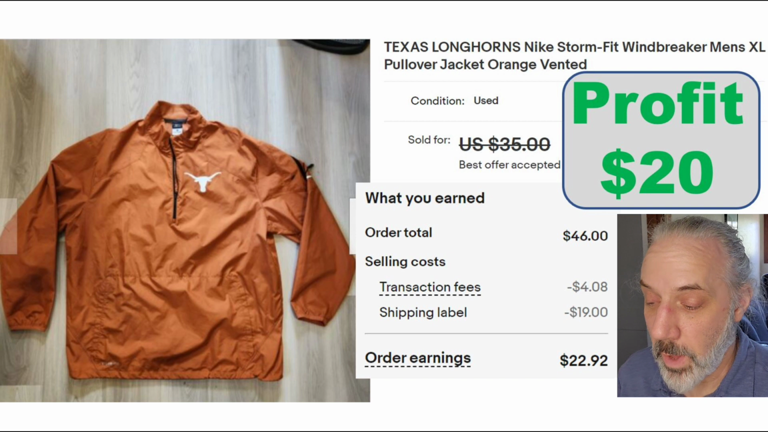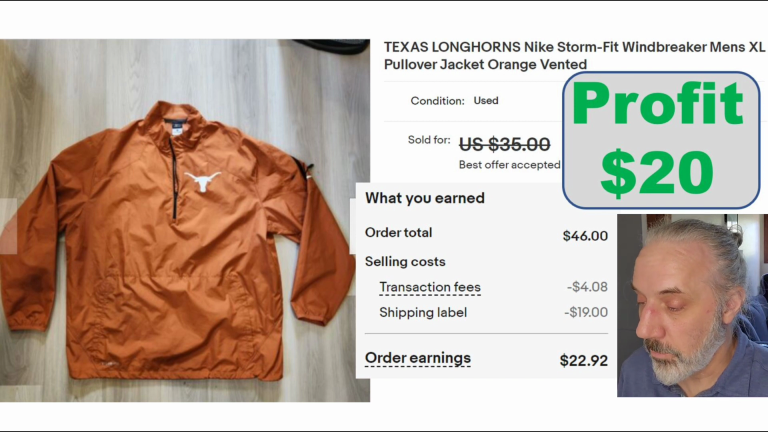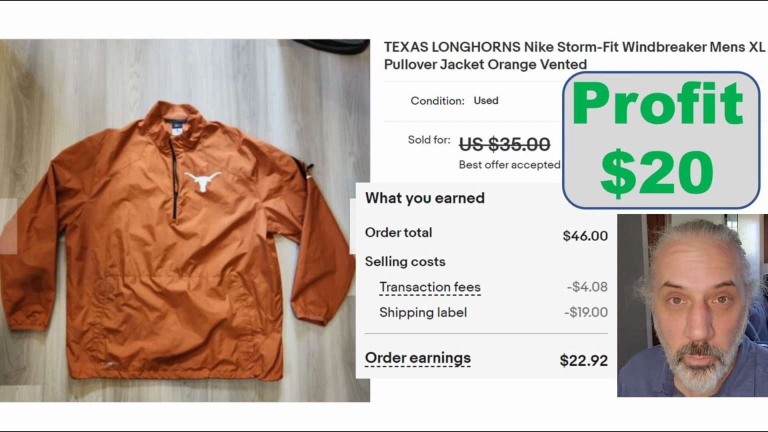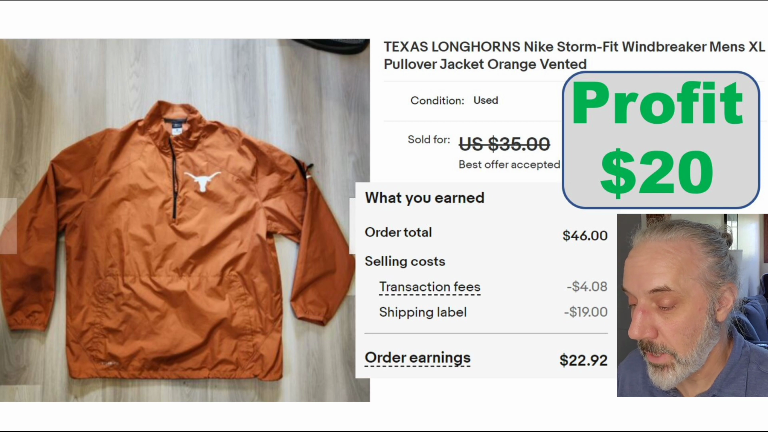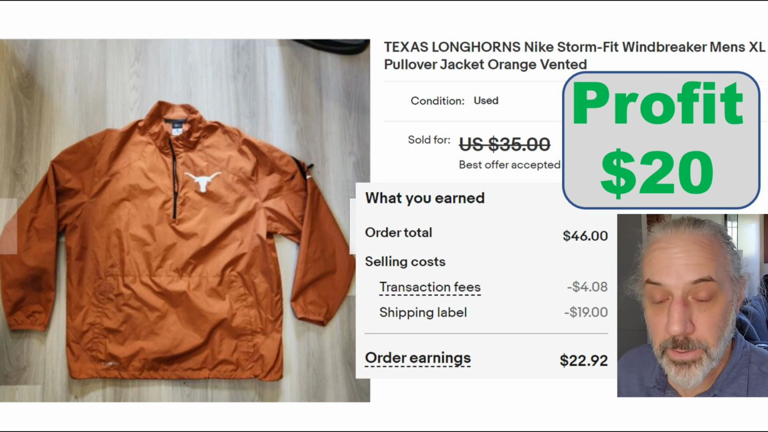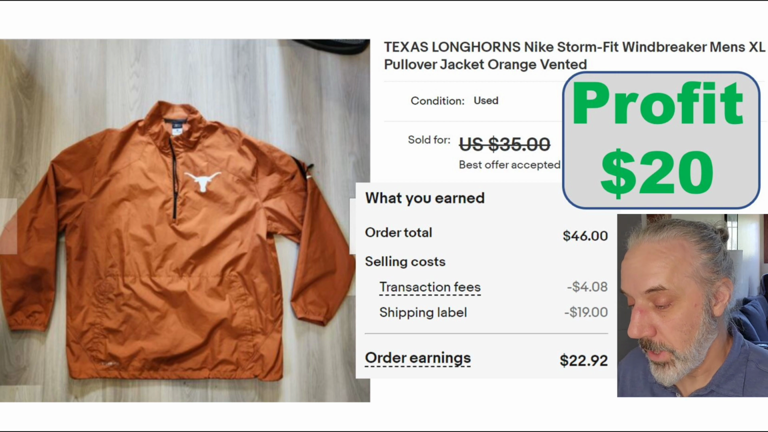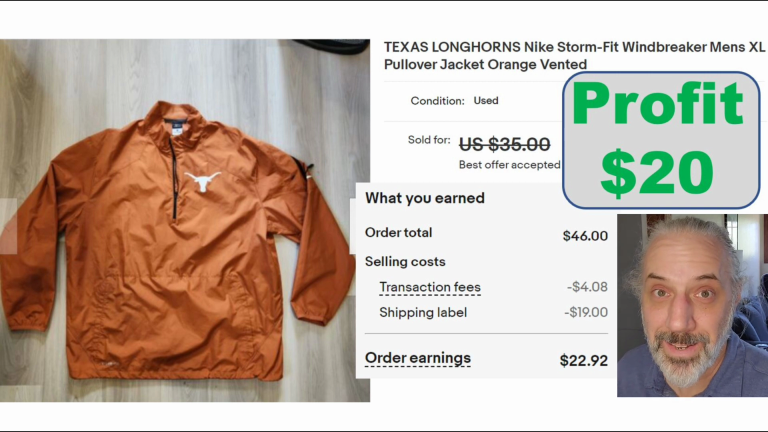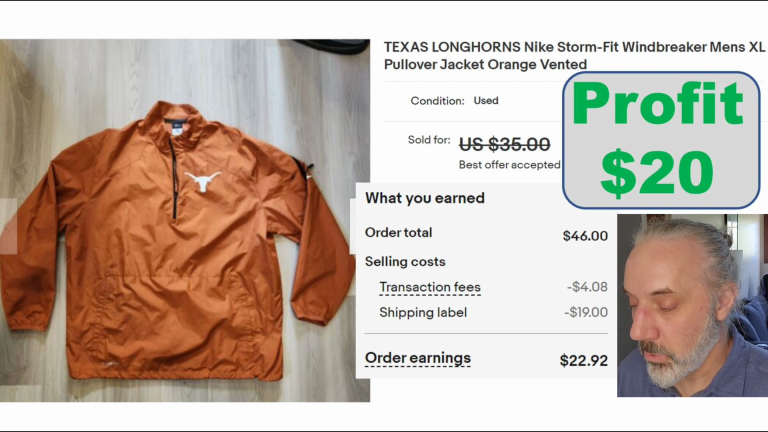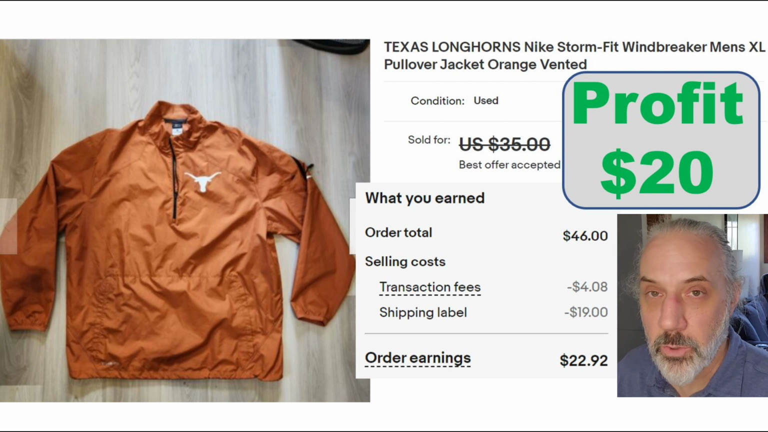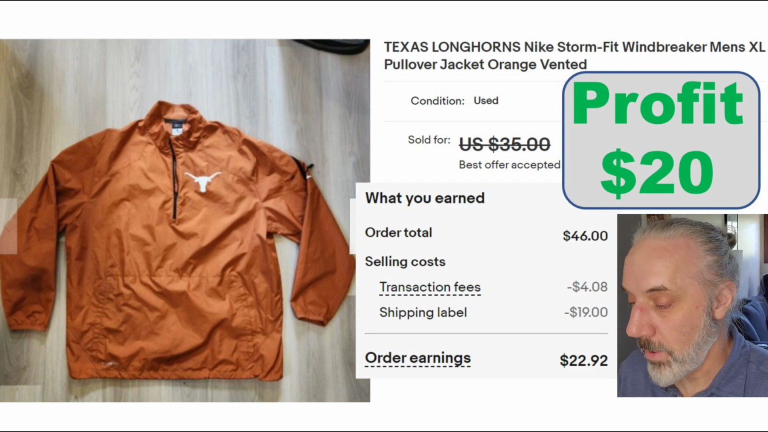Now, this was a really good find. So this is a Nike Stormfit windbreaker, golf windbreaker, if you want to look at it that way, but it has the Texas Longhorns logo on it, and it's their orange color, really nice. This buyer is from Canada, so they actually have shipping costs of $19. So this buyer was all in for $46. My earnings from eBay, $22.92, and my profit, $20.